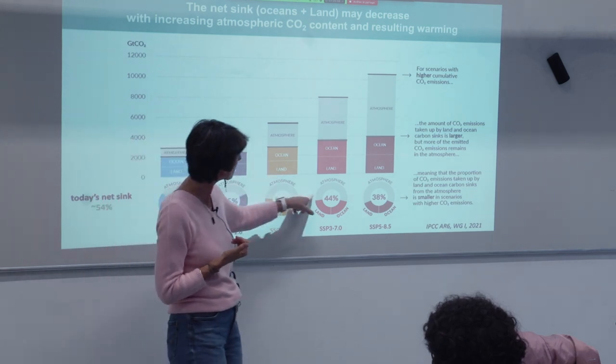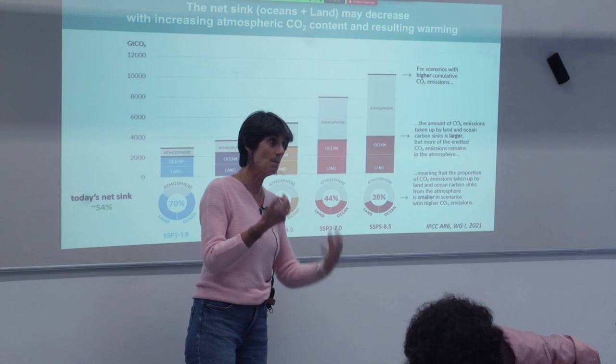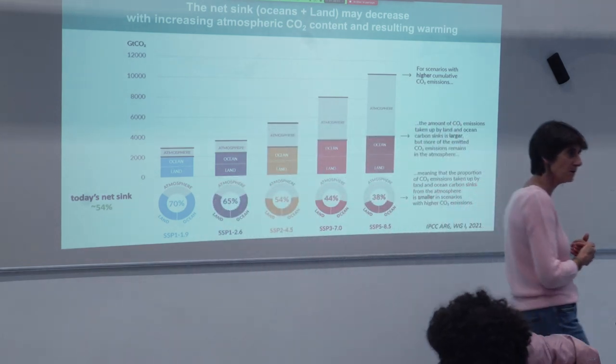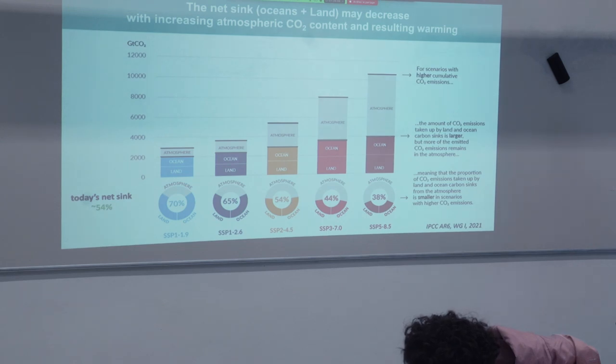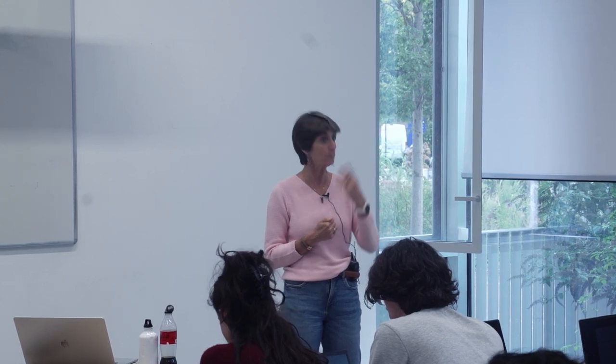But the more we warm, you see that we can strongly decrease the amount of CO2 that is uptaken by the land or the ocean. And if we do decrease, instead of uptaking 54, we uptake 38, that means that there is more CO2 that remains in the atmosphere, and that will accelerate global warming. That will be an acceleration at that point of global warming.